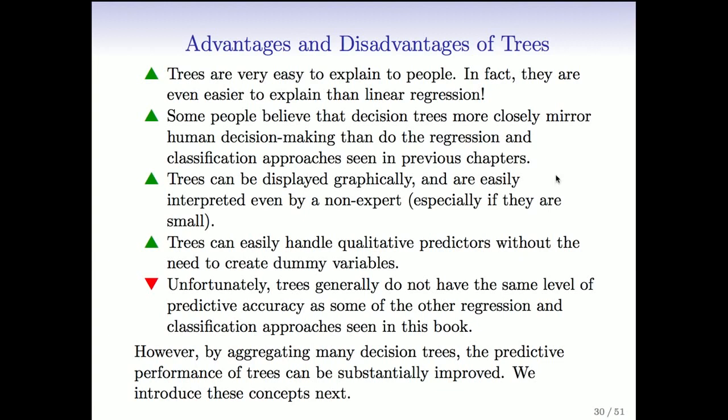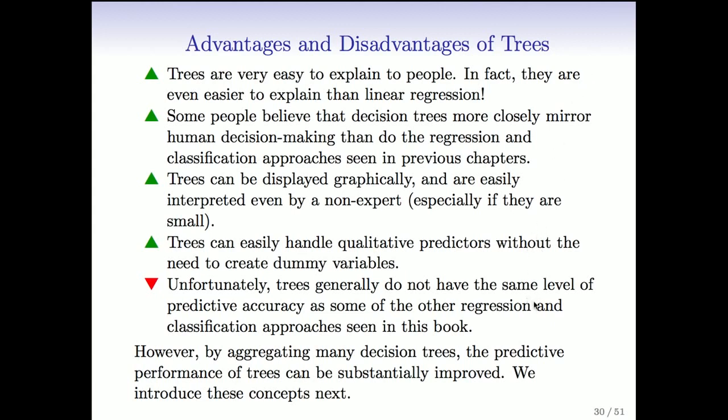And they can be displayed in a simple tree, which means, again, they're attractive because there aren't equations to have to understand. They can also handle qualitative predictors without the need to create dummy variables. In other words, some of the categorical variables can have more than 2 levels, and you can split a categorical variable into 2 sets of subcategories. So these are all good things.